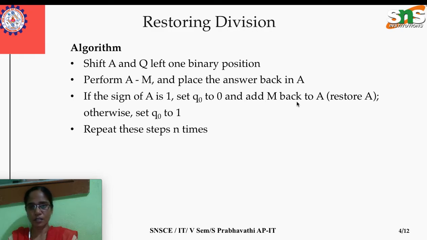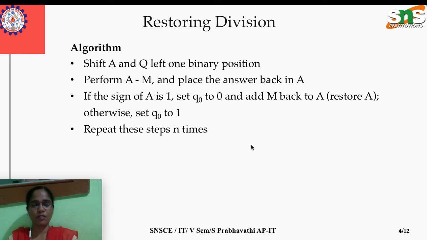That's the step given here: add M back to A, restoring A. After restoring A, we take one more digit from the dividend and do the subtraction. Otherwise, if the A register is positive, meaning 0 in the MSB, the quotient bit is set to 1. Repeat until we complete all the bits of the dividend.